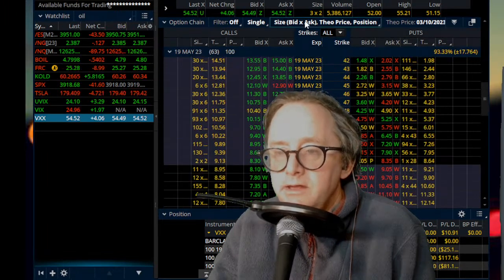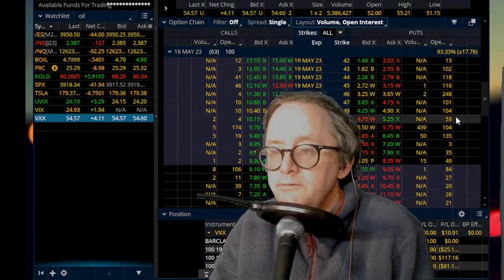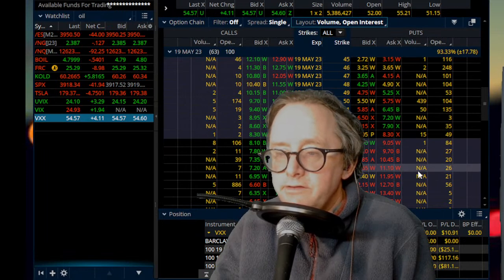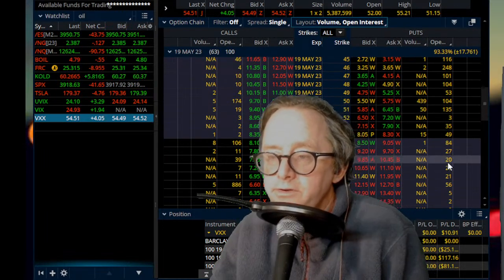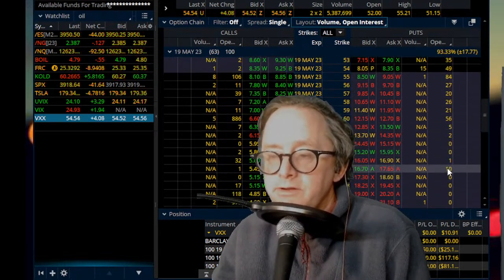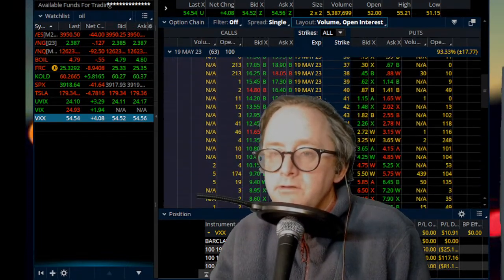If we go out here to May and we pull up volume, you can see a lot of these strikes have had no volume today. Okay, the 50 put has had 439, but if you look at these open interest numbers, many of them are less than 100 contracts. And compare this to Tesla.